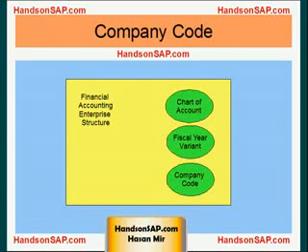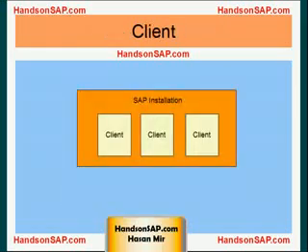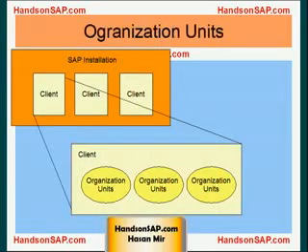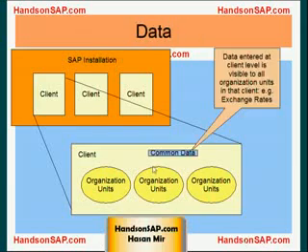Now, what is the relationship between the company code and the client? That's what we're going to focus on in this tutorial, besides other things. So an SAP installation could have multiple clients, okay, and each client could have multiple organization units. Now, data entered at the client level is visible through all organization units. For example, exchange rates. So all common data is entered at the client level. This is how SAP is designed so that data is not duplicated across organization units.